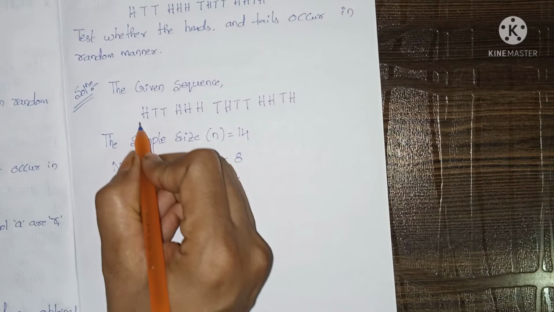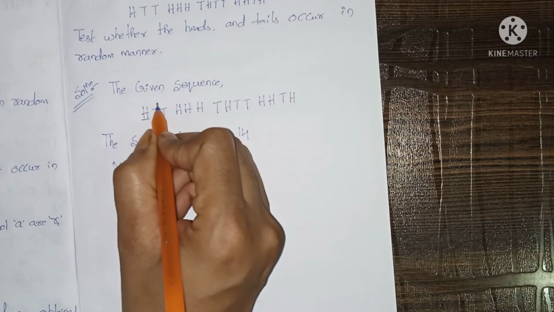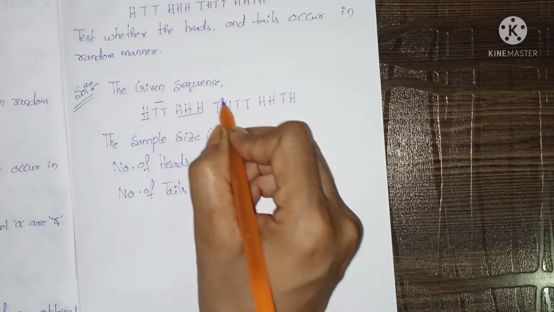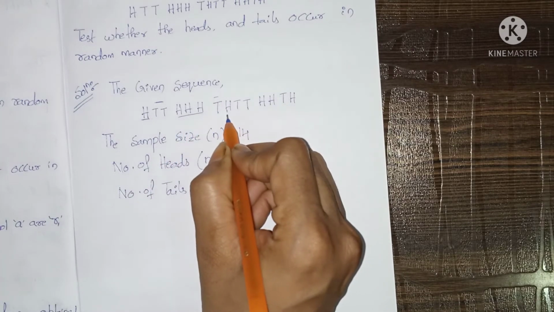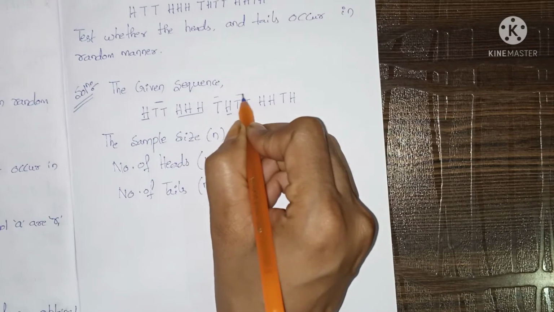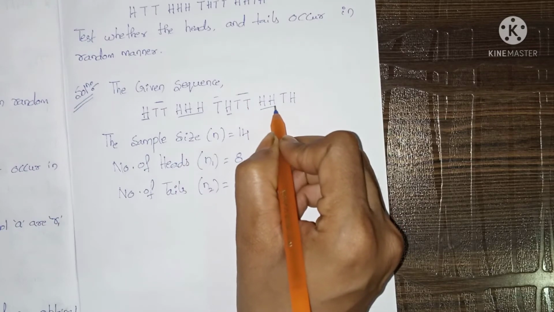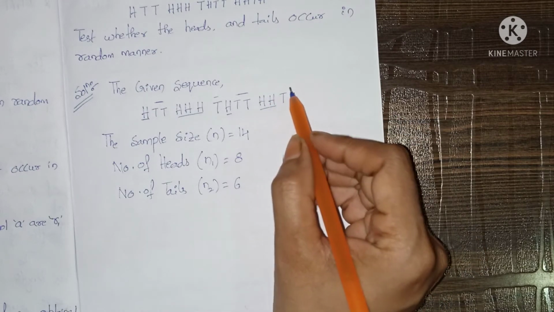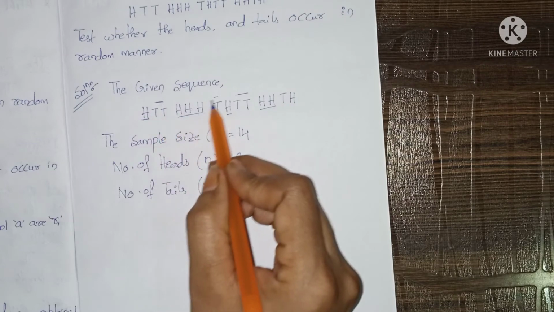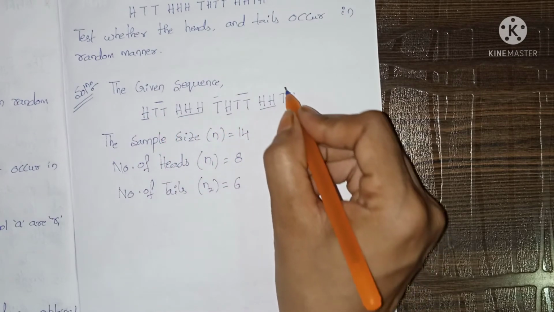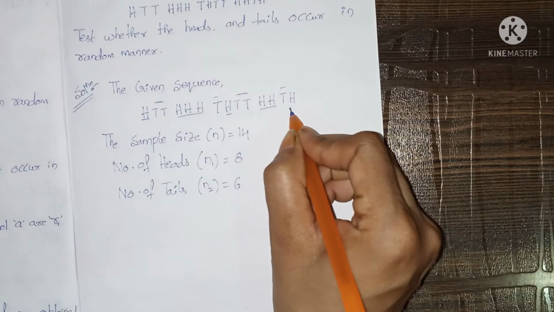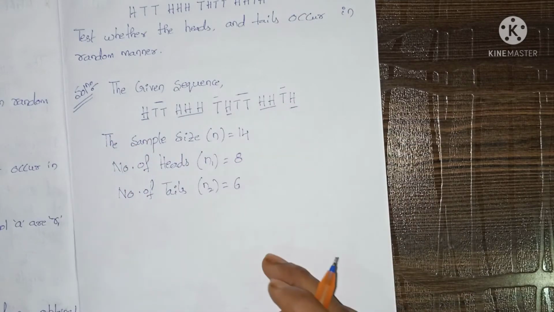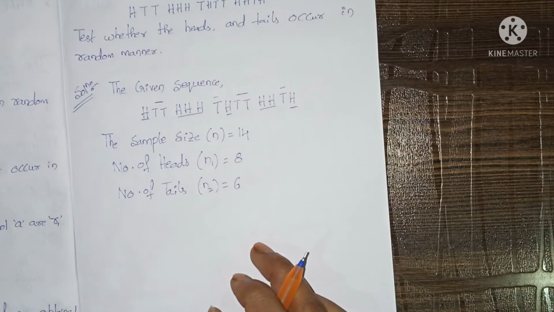Now we'll see how many runs we get. If you observe, this is the first run, this is the second run, and these three of same kind are the third run, this is the fourth run, this is the fifth run, and this is the sixth run. Then we count 1 2 3 4 5 6 7. This is the 8th run and this is the 9th run. That means total 9 runs.